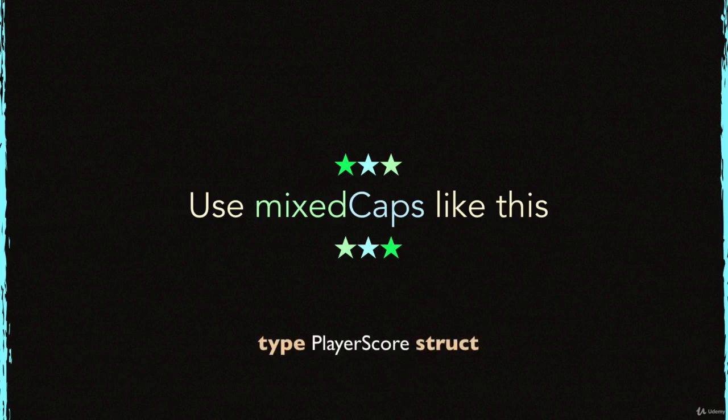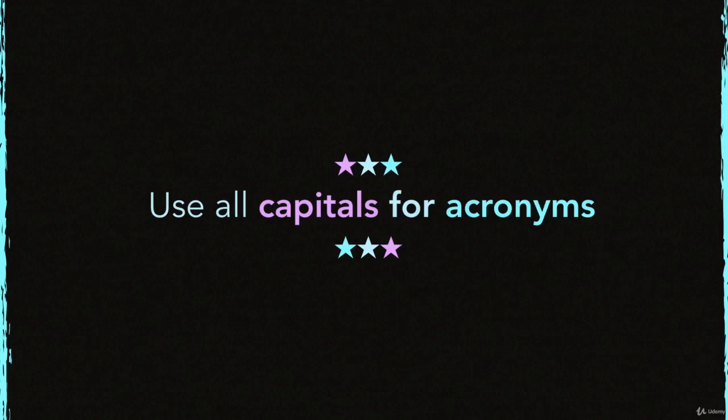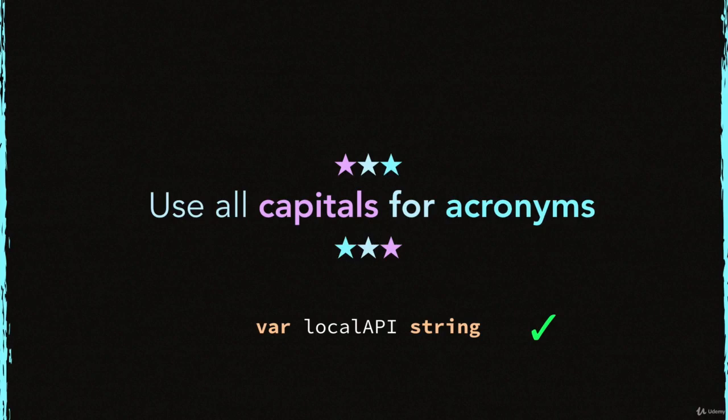Here is another example. PlayerScore, a struct type. It uses a capital letter for P. It's okay, because this name should be exported from a package. Score also starts with a capital letter, that's okay too. Use all capital letters for the common acronyms like this. API is a well-known acronym. It means Application Programming Interface. So it's okay to use it with capital letters like this.